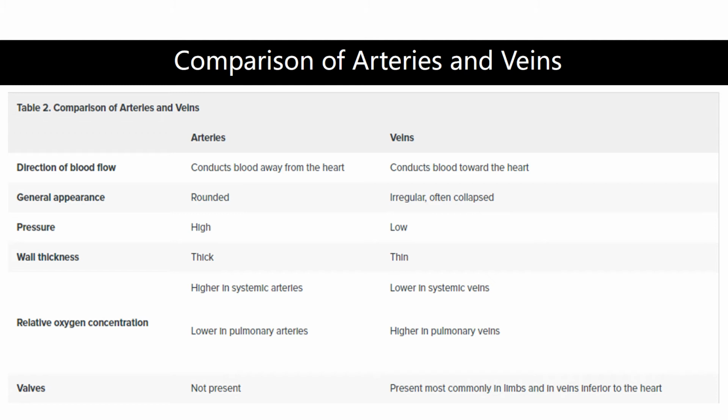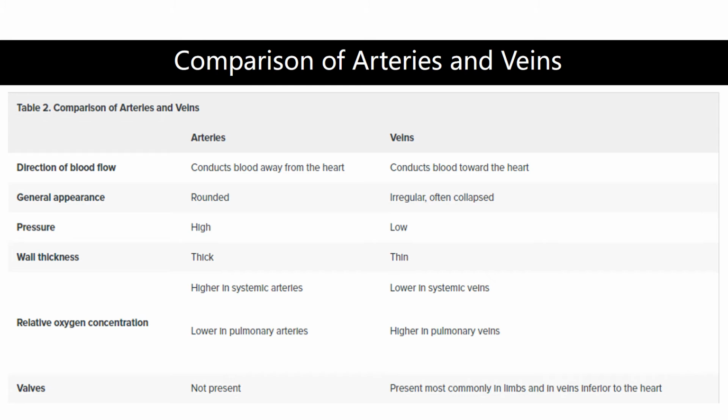For the pressure, high pressure for arteries, low pressure naman for veins. Wall thickness, again, arteries are thicker and veins are thinner. Relative oxygen concentration is usually lower in the pulmonary arteries and higher in pulmonary veins. And then, of course, valves: there are no valves present in your arteries, but your veins have valves.